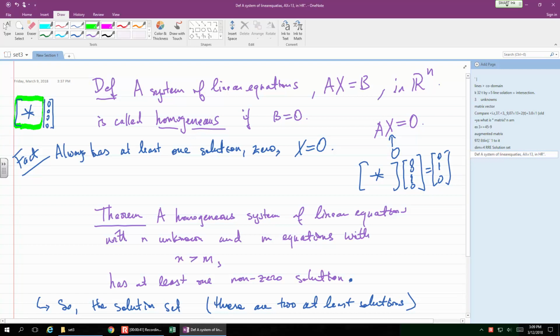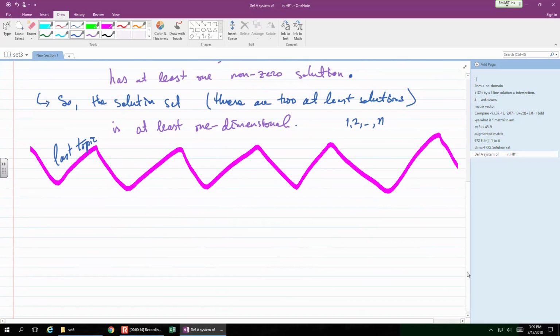So that's one of many reasons why homogeneous systems are worth studying as a stepping stone, but still they're just so much easier to understand.